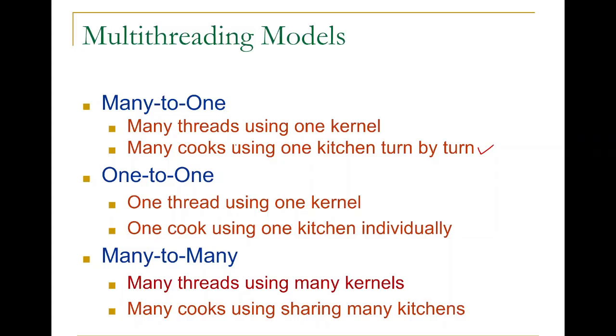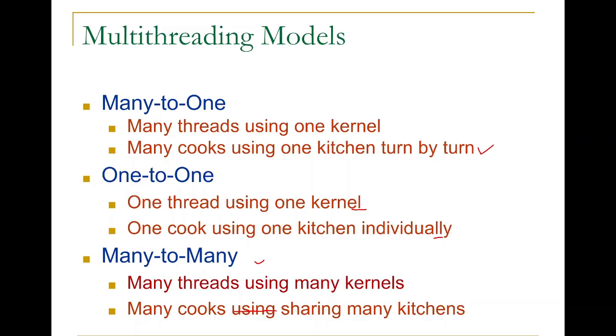Now, one-to-one means one thread using one kernel, like one cook using one kitchen individually. This one is more advantageous because we can have multiple kernels and each thread works with its own kernel. But remember that this will also be expensive because you have to use more resources. Then you have many-to-many, where many threads use many kernels. Example: many cooks sharing many kitchens.